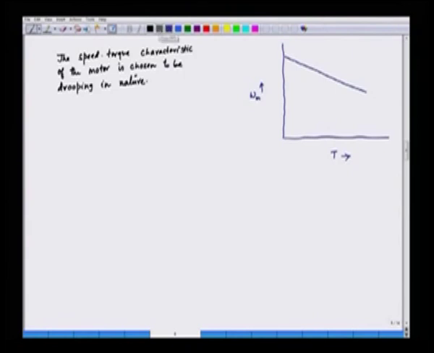Now, we define this as the no load speed, that is omega m naught, and this is our rated load TR, and let us say this is our maximum torque T max, and corresponding to the rated torque we have the speed, that is the rated speed, omega mr. So, in this case we can find out the equation of this speed torque characteristic, and the equation of the speed torque characteristic is as follows.